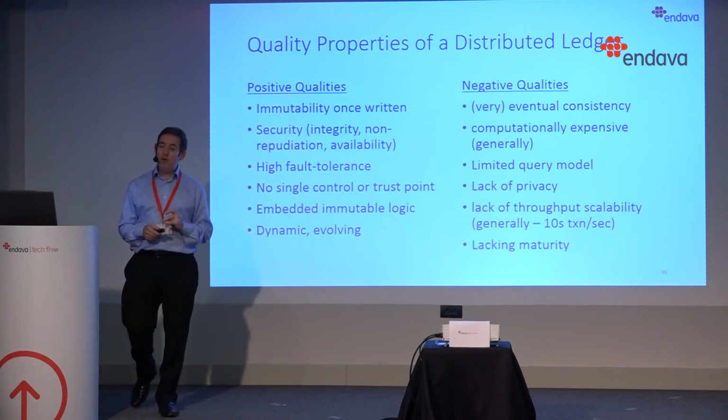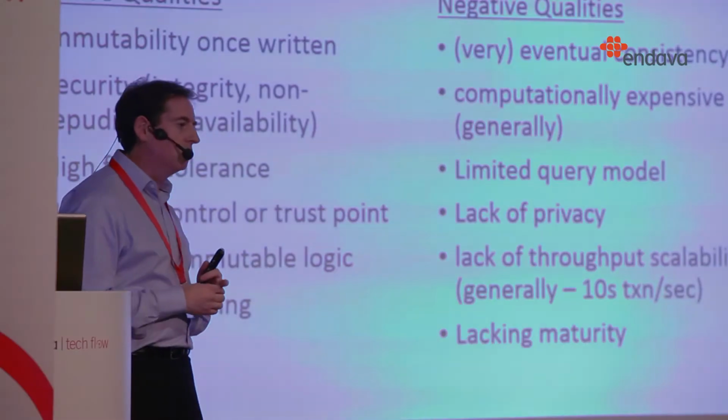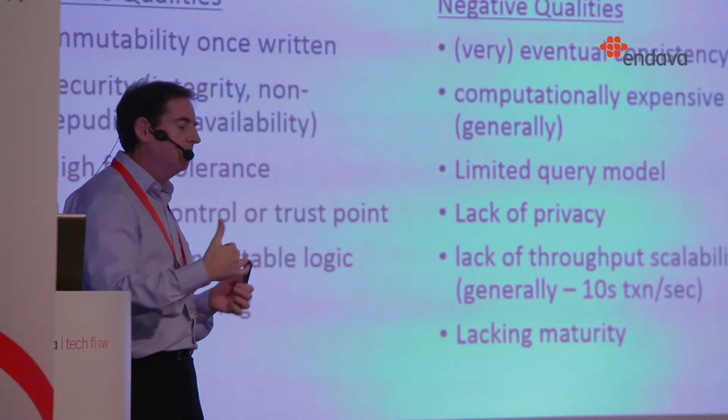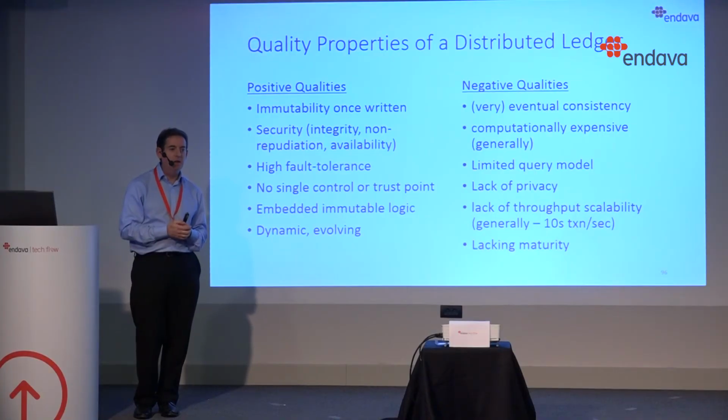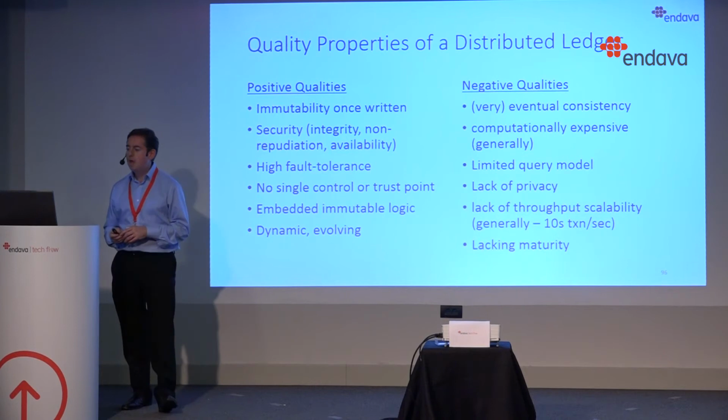It's generally very computationally expensive. Most blockchains, Bitcoin's an extreme case, most blockchains are pretty inefficient. They copy all the data everywhere. Every smart contract runs on every node. That's a pretty inefficient model.